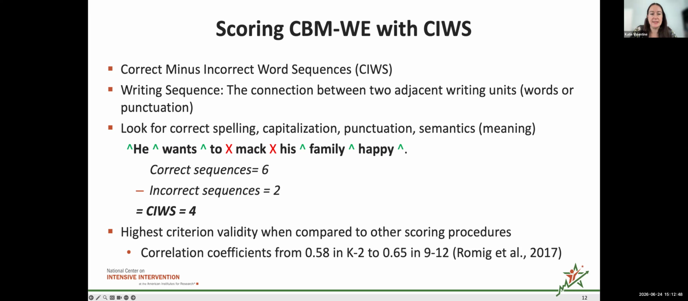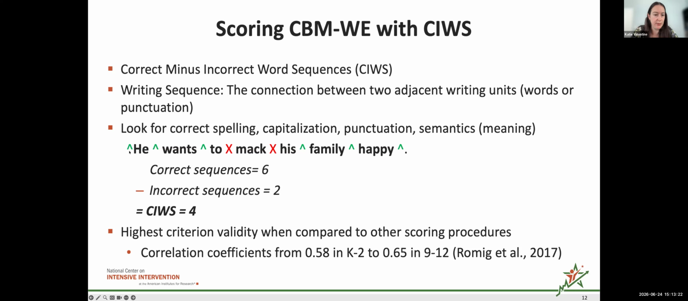And the writing sequence is the connection between two adjacent pieces of writing. So, two words or a word and a punctuation mark. And in this type of scoring, we are looking for accuracy or correctness in spelling, capitalization, punctuation, and the semantics, or the meaning of certain words within the sentence. So the example on the screen here is "he wants to make his family happy." So the first step is to identify the word sequences.